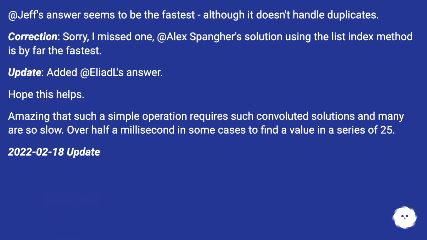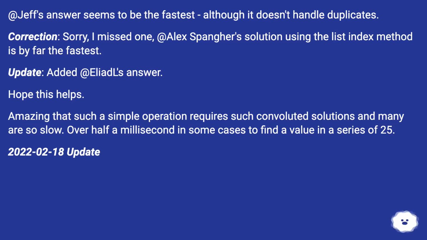Jeff's answer seems to be the fastest, although it doesn't handle duplicates. Correction, sorry, I missed one. Alex Spanger's solution using the list index method is by far the fastest. Update: added Eliadol's answer. Hope this helps. Amazing that such a simple operation requires such convoluted solutions and many are so slow. Over half a millisecond in some cases to find a value in a series of 25.